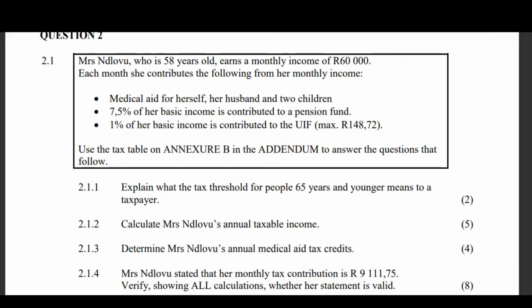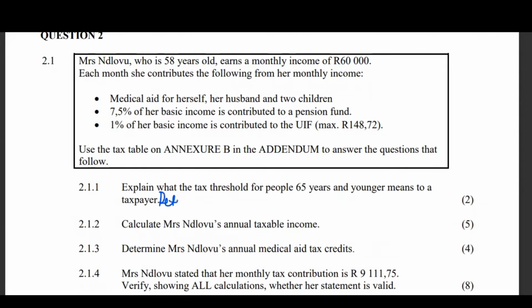Explain what the tax threshold for 65 years and younger means to a taxpayer. Remember we said this will be used to determine if one pays tax or not. We use the threshold to determine whether one will pay tax or not.